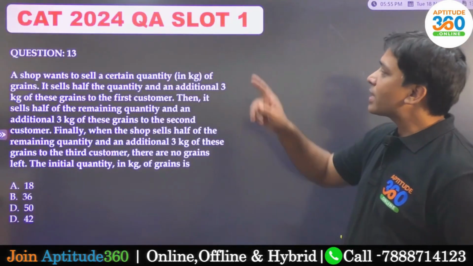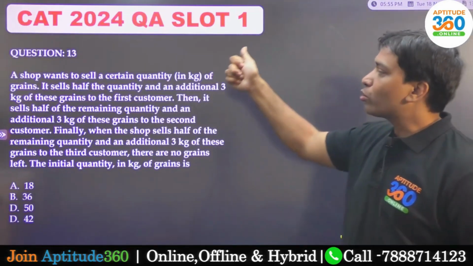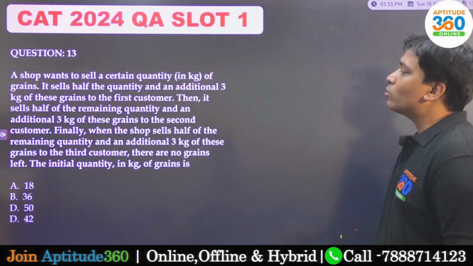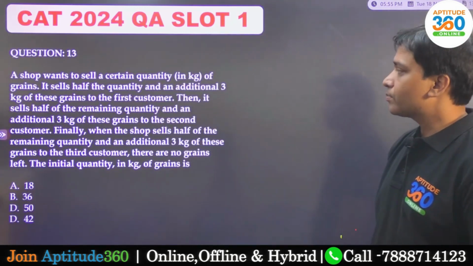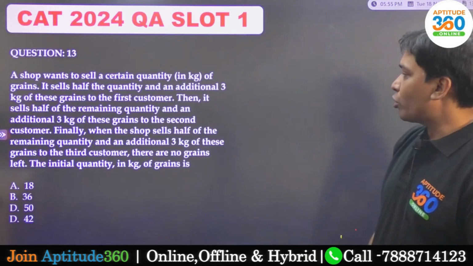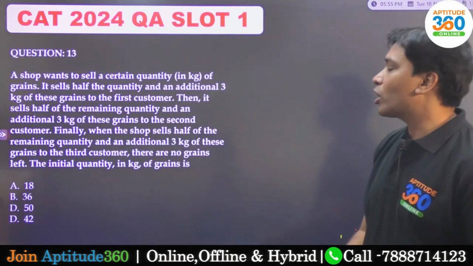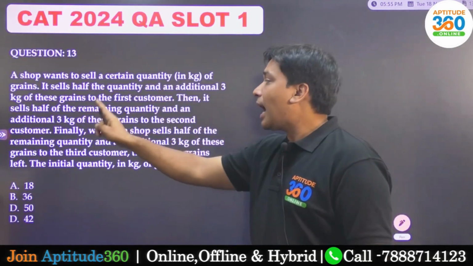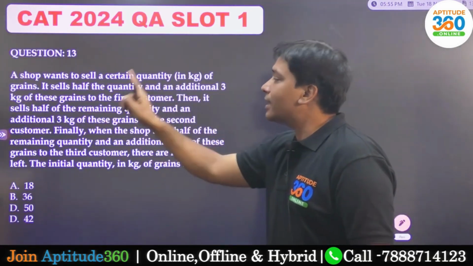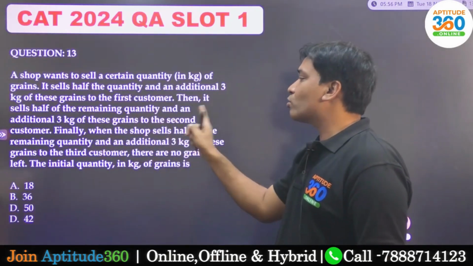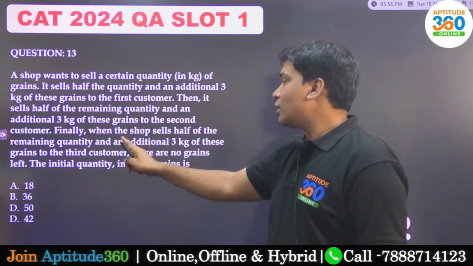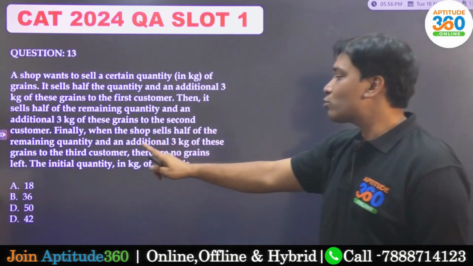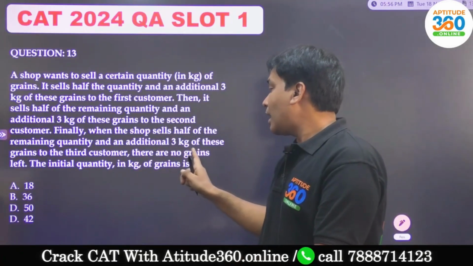Let's solve this question. It was asked in CAT 2024 in slot 1. Question number 13. It says that a shop wants to sell a certain quantity in kilogram of grains. It sells half the quantity and then additional 3 kilogram of the grains to the first customer. There are 3 customers in total. Then it sells half of the remaining quantity and an additional 3 kilogram of these grains to the second customer. Finally, when the shop sells half of the remaining quantity and additional 3 kilogram of these grains to the third customer, there are no grains left.